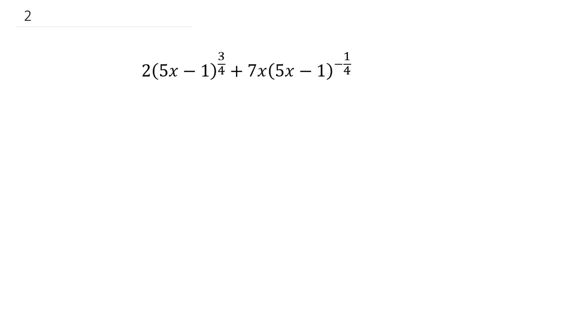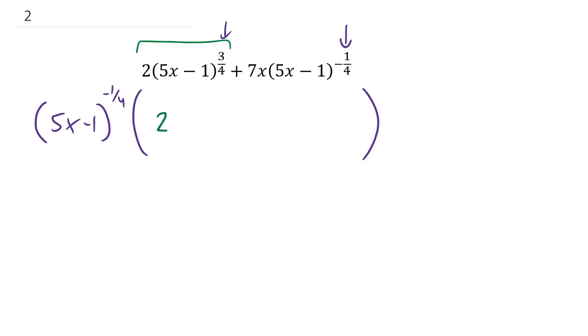In this problem, clearly I have a common factor of 5x minus 1, and the power I'm going to use is going to be the lower power. Between 3/4 and negative 1/4, the lower power is negative 1/4. So from this first term, I'm left with a 2 times 5x minus 1 to the power of, I had 3/4, I take away negative 1/4, 3/4 minus negative 1/4 makes 4/4. From this term, I have a 7x, and the whole 5x minus 1 to the negative 1/4 went away. Negative 1/4 minus negative 1/4 is 0, to the 0th power, it's like times 1.